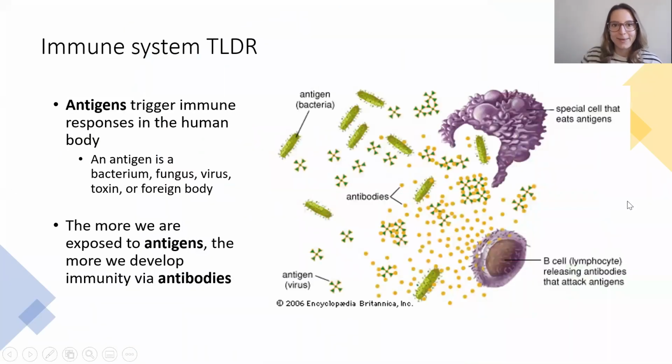So for a quick TLDR in terms of how the immune system works, antigens are these bacteria, fungus, some kind of foreign invader that would enter the body. And the presence of these antigens in the body generally triggers some immune response in a human body. Now, the more that we are exposed to those antigens, so to those foreign invaders, the more that we develop immunity via antibodies that our body produces. So anytime those antigens re-enter our body at a later date, our body has those antibodies that can then be launched because they remember how to attack that particular antigen.